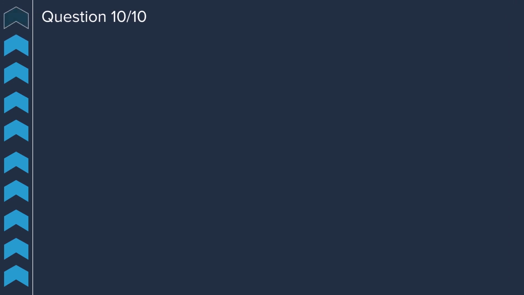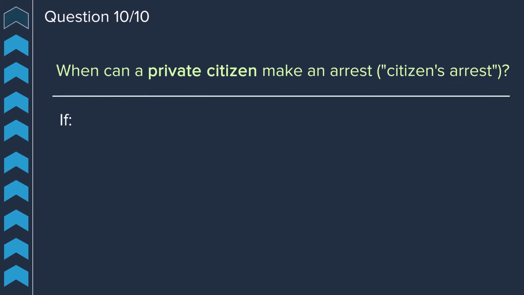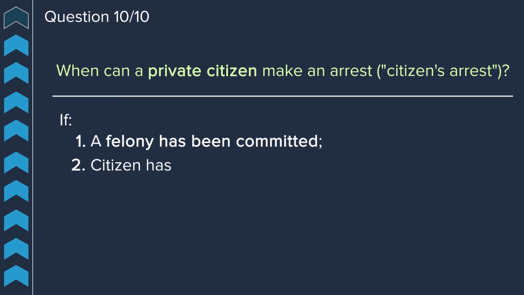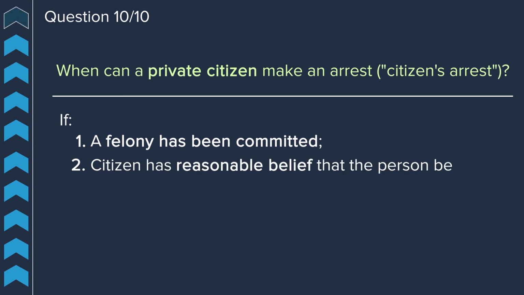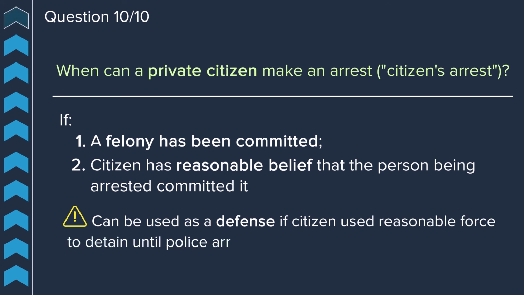Question 10. When can a private citizen make an arrest? If 1. A felony has been committed, and 2. The citizen has a reasonable belief that the person being arrested committed the crime. Note, citizen's arrest can also be used as a defense if the citizen used reasonable force to detain until the police arrived.